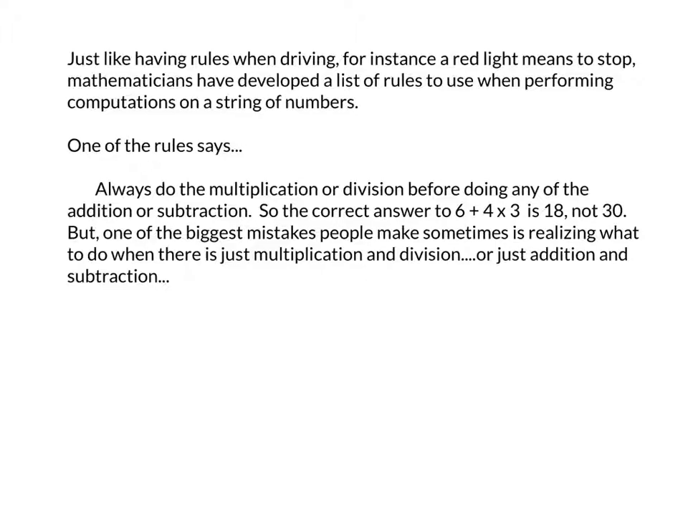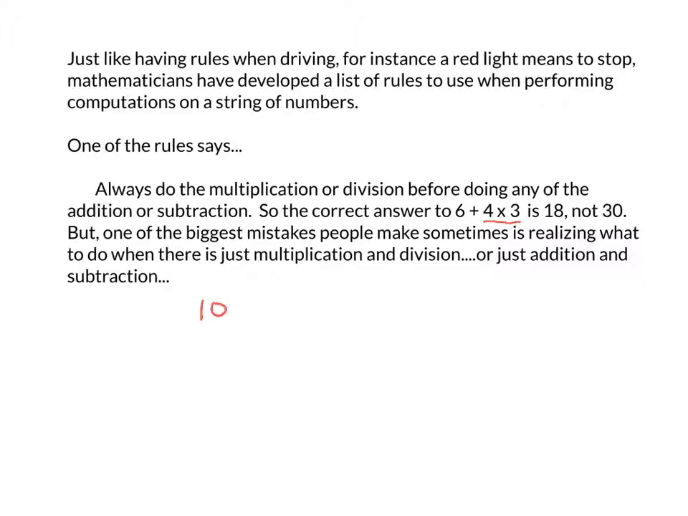One of the rules says, always do the multiplication or division before doing any of the addition or subtraction. So, the correct answer to 6 plus 4 times 3 is 18, not 30, because a mathematician would do the 4 times 3 first. But one of the biggest mistakes people make sometimes is realizing what to do when there's just multiplication and division, or just addition and subtraction. Let me give you an example.